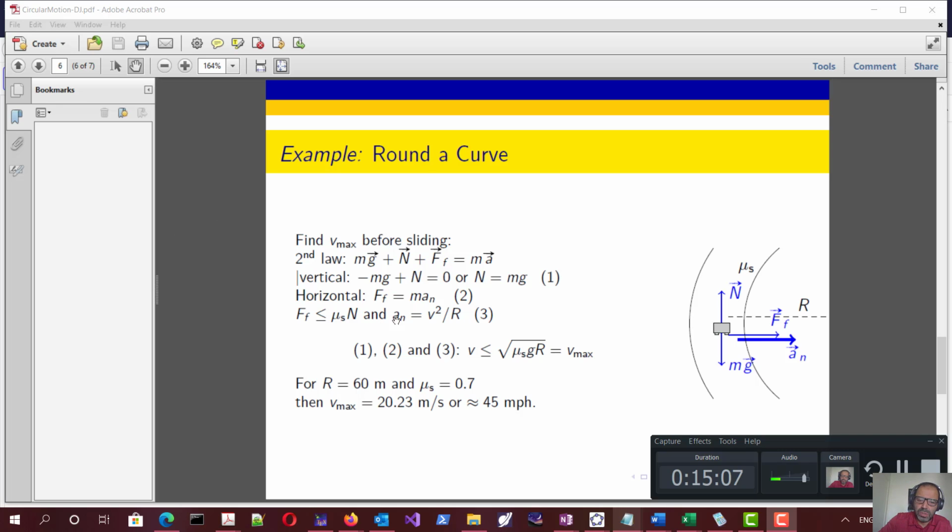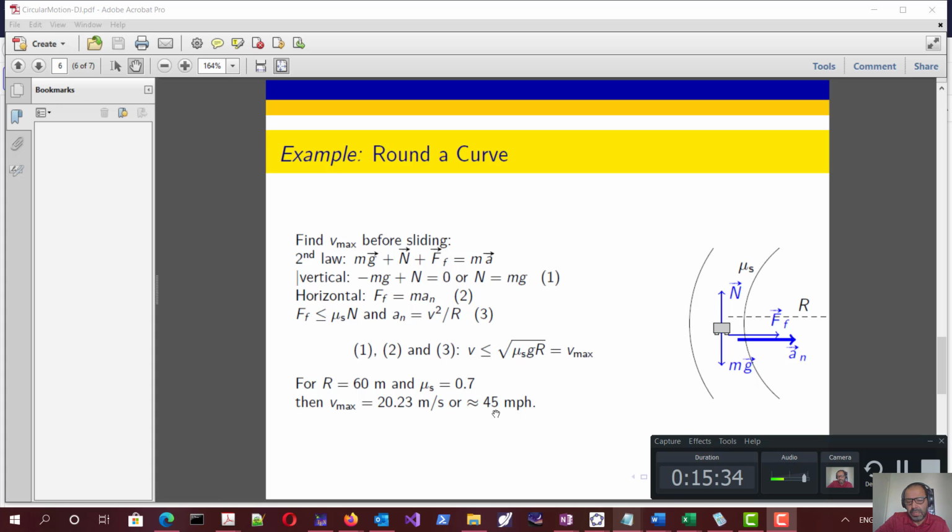So from here, we solve for that and basically substitute the value of the acceleration in equation 2, and we get the velocity. The maximum velocity we can take this curve, if we don't bank the road, has to be the square root of the coefficient of static friction times g times the radius of curvature in here. As an example, I'm taking r to be 60 meters, mu s to be 0.7, and we found the speed limit to be about 45 miles per hour.